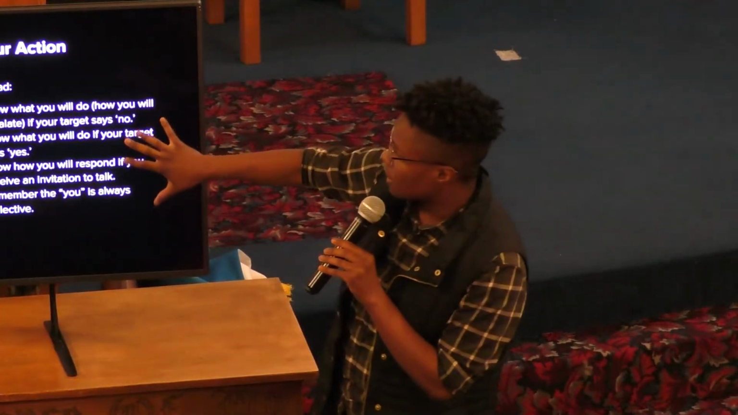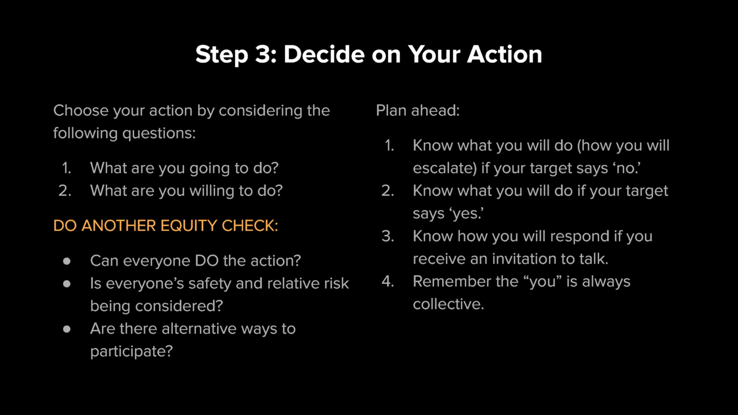And then the next thing, as you decide your action, is you got to plan ahead. Know how you're going to escalate. What do you do when your target says no? Because chances are, if your target was just going to say yes easily, you wouldn't need an action. Now, that's not true every time. Sometimes your target folds really quickly, and that's awesome. But if they don't, you need to know what you're going to do if they say no. You also need to know what you're going to do if they say yes. You don't want to be the dog that catches the car and doesn't know what to do with it.